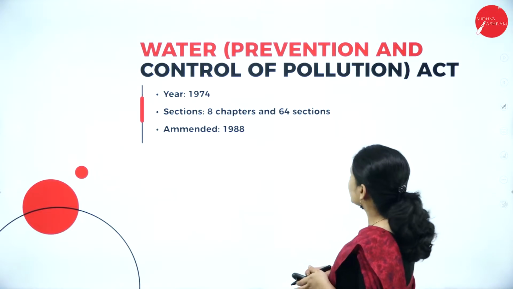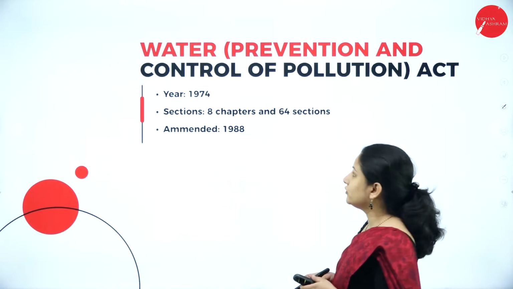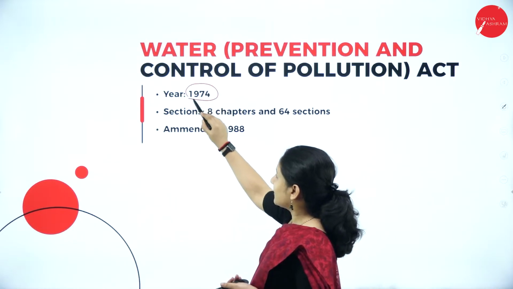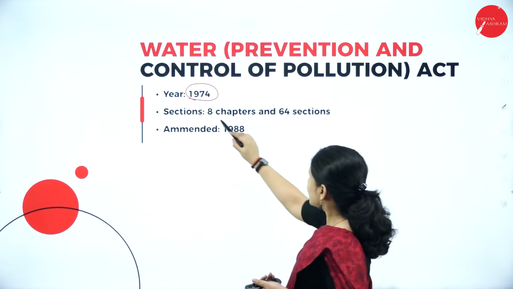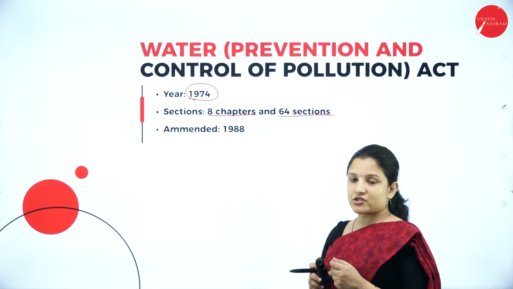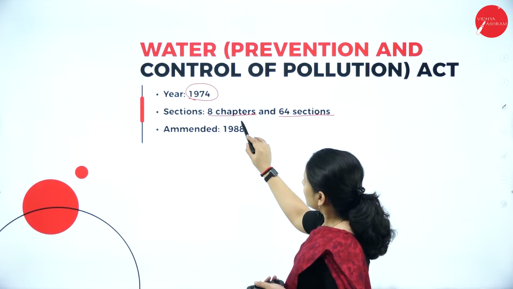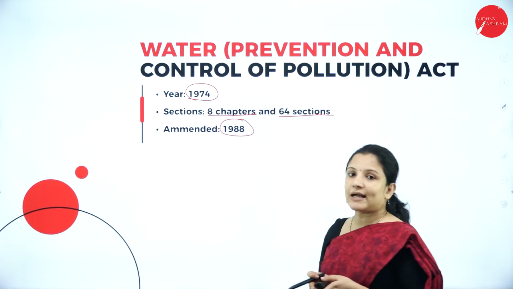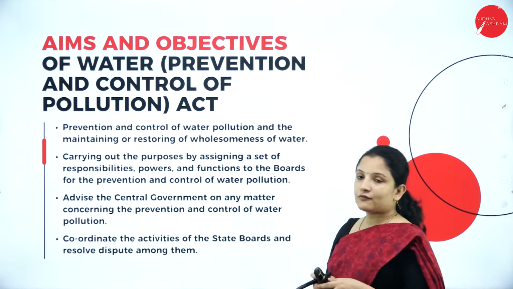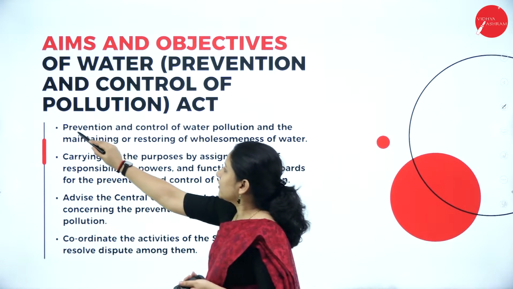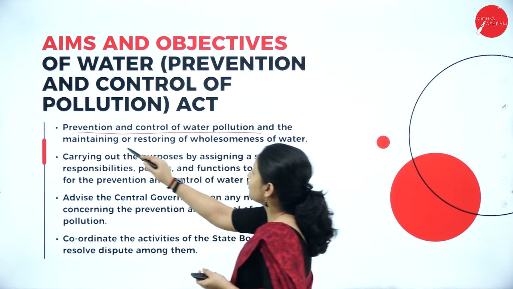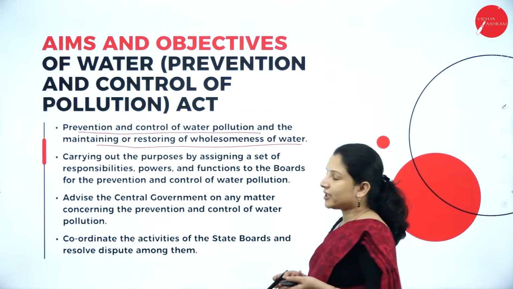Next, talking about the Water Act, that is the Water Prevention and Pollution Control Act. This was set up in the year 1974 and it has 8 chapters and 64 sections in which various rules and regulations have been framed, but it came into implementation in the year 1988. The main aims and objectives of the Water Act is to prevent and control water pollution and to maintain and to restore the quality of the water that is already there.